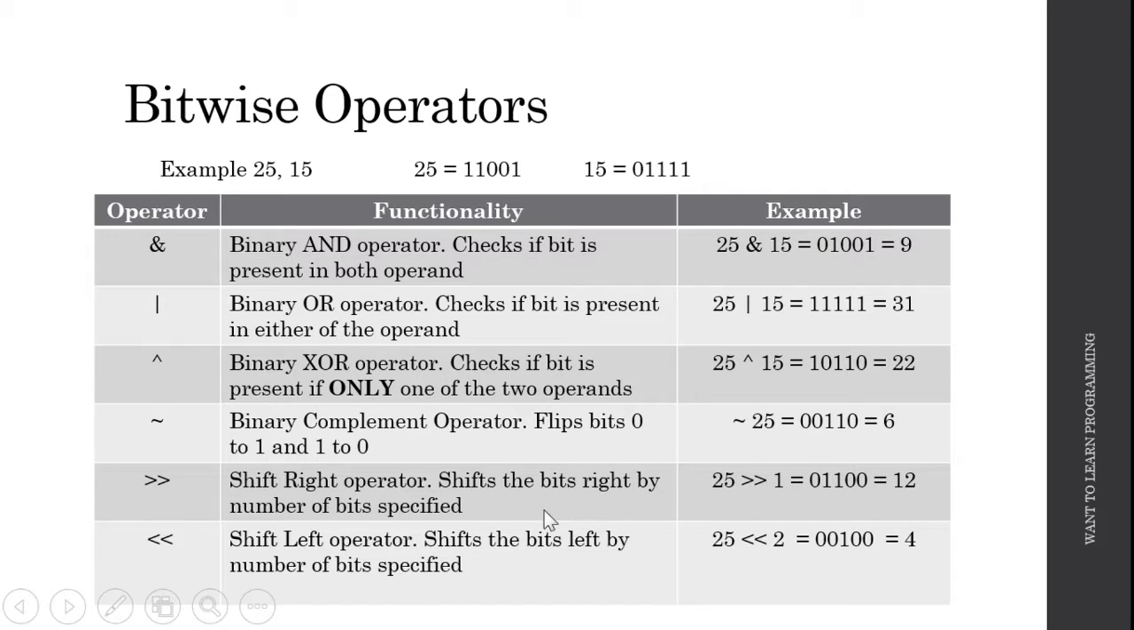Similarly, the shift left operator does the same thing by shifting the bits left. So if you shift these left, these two will go, these two will come here, and this one will be in the third position. And it will be postfixed by two zeros, which will translate the value to 4.